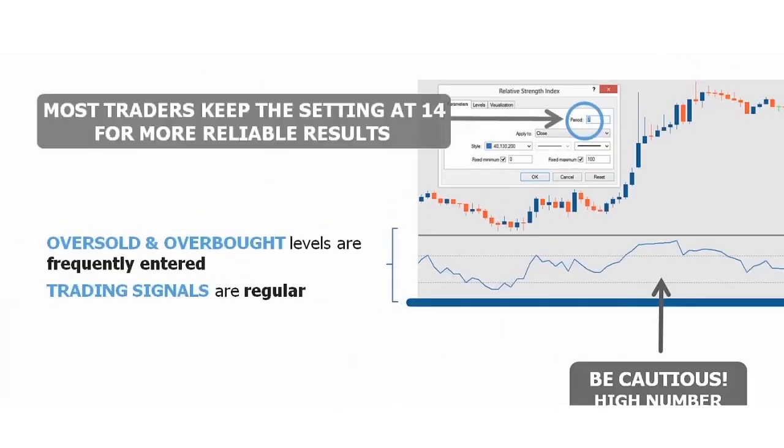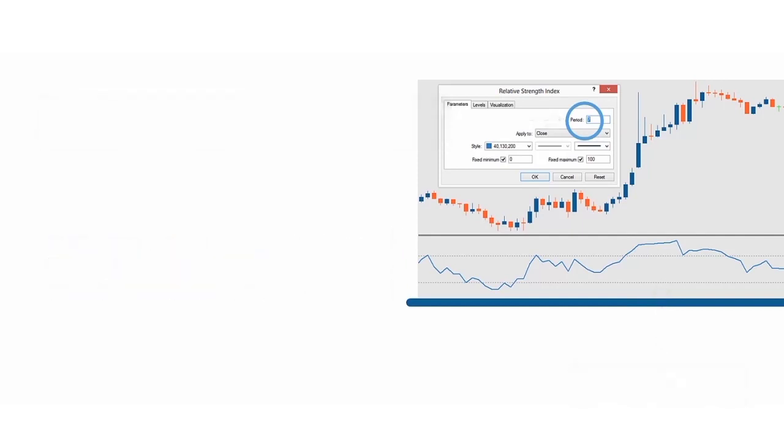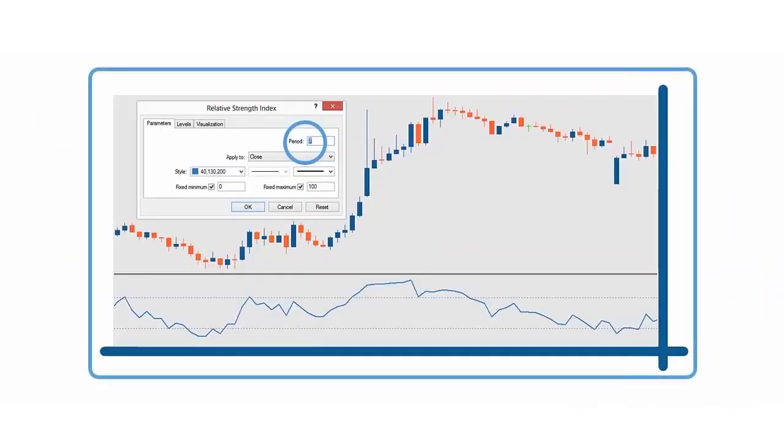It is important to note that most traders do not change the settings, keeping them at the default of 14 periods. This provides them with a reliable indicator for most market conditions. In this example, the RSI setting was changed to 7 periods. Notice how frequently the line moves in between the 30 and 70 levels.